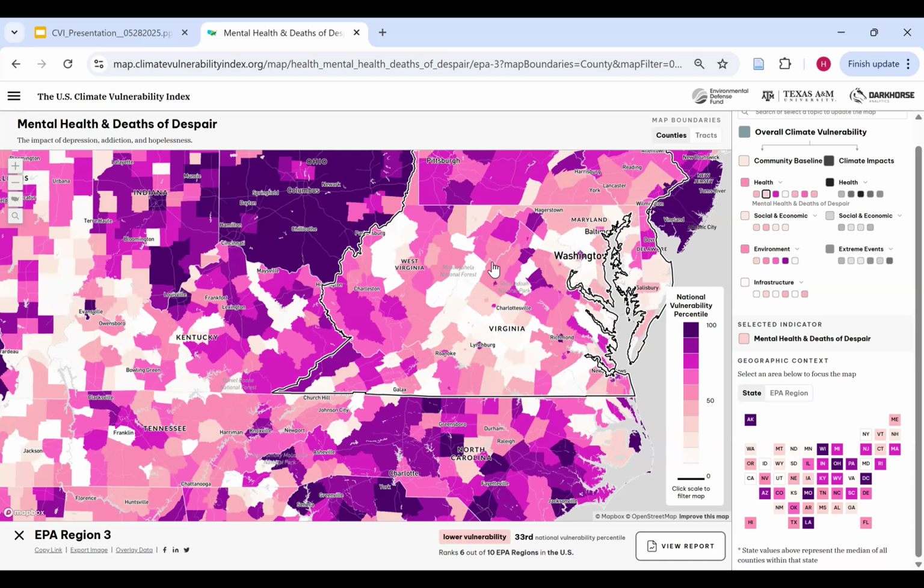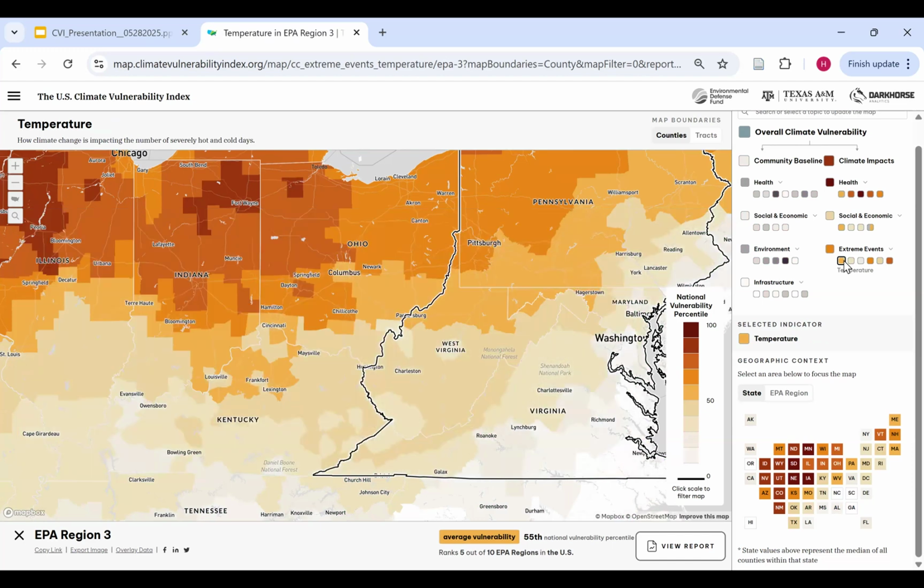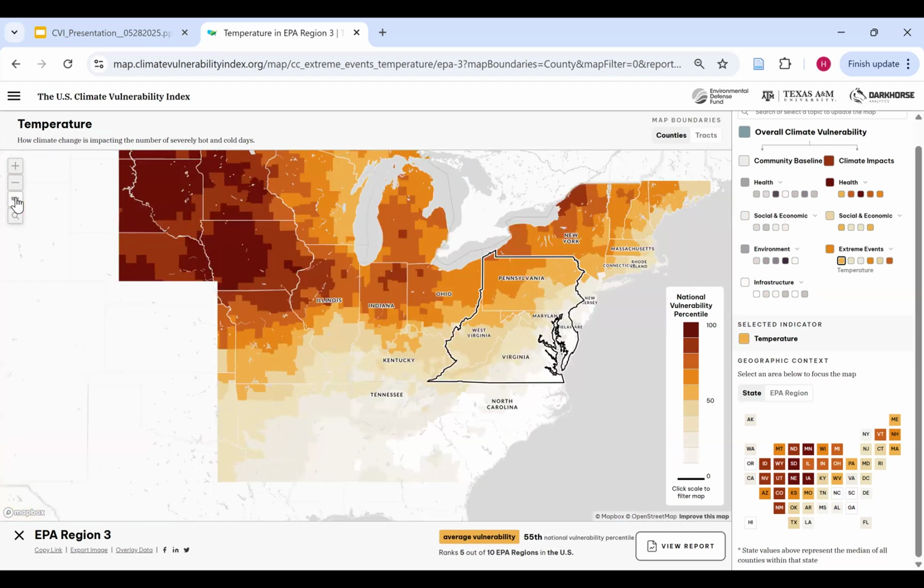So mental health, where is this area highly affected? For example, Ohio has the highest. Ohio, Wisconsin, DC, LA, I think Missouri has the highest score. What about if I see the extreme? So when I click extreme, which is temperature, let's go to the whole.